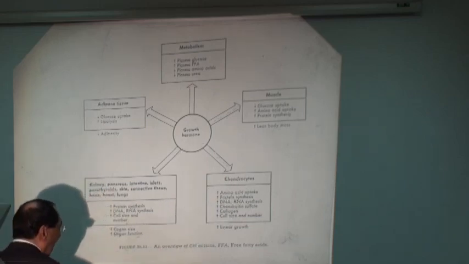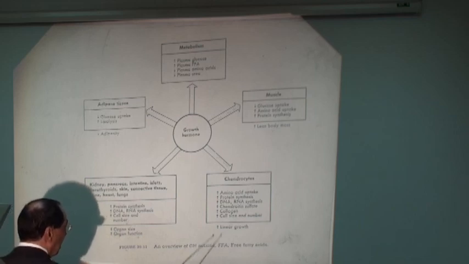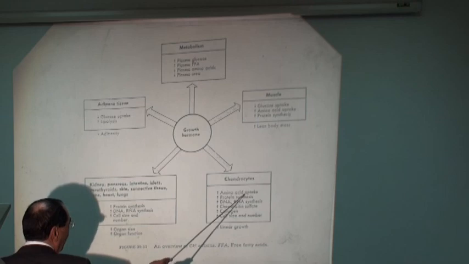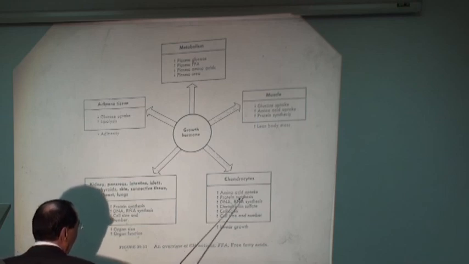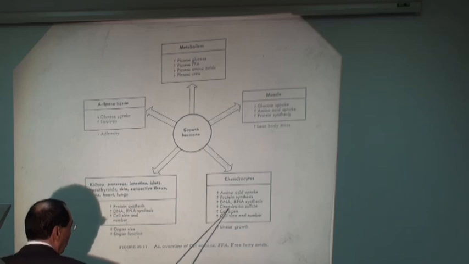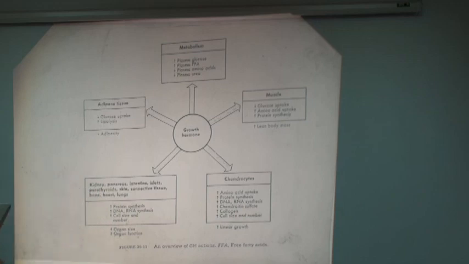And also growth hormone functions on chondrocytes, the cartilage cells. You see, it increases all the activities: amino acid uptake, protein synthesis, DNA, RNA synthesis, chondroitin sulfate, collagen, cell size and number, and linear growth increases. Then, in general, this figure shows the functions of the growth hormone on the metabolism, on the adipose tissue, muscle cells, and other organs such as kidney, pancreas, and chondrocytes, the cardiac cells.